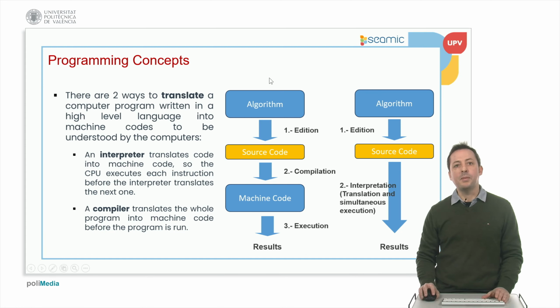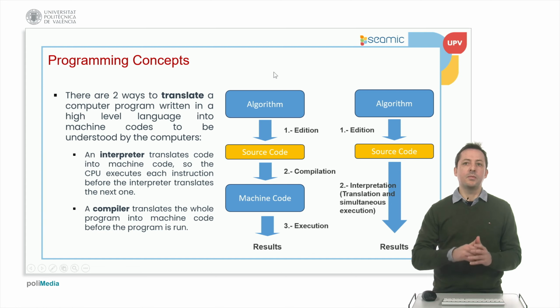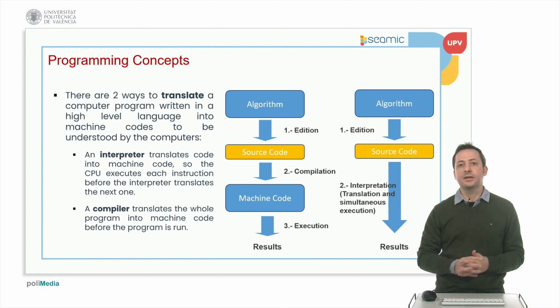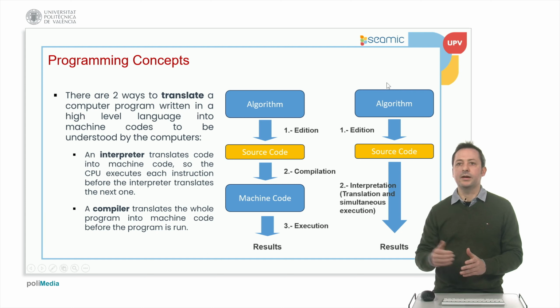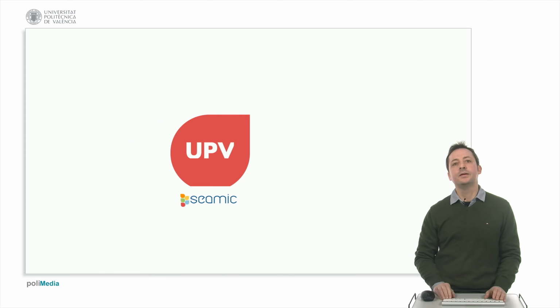In the case of compiled languages, we have some very popular languages such as Java or C. And in the case of interpreted languages, there are other popular languages such as Python or JavaScript.